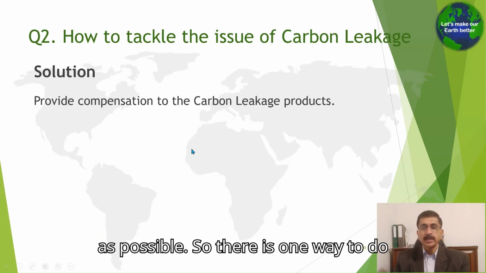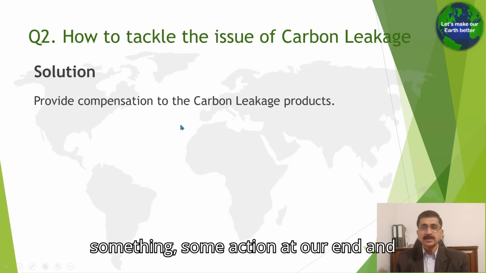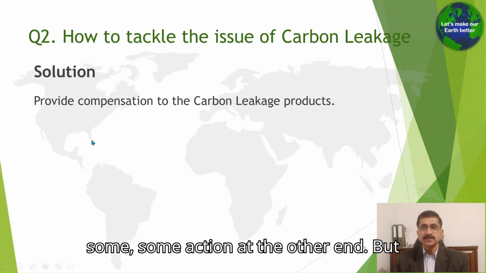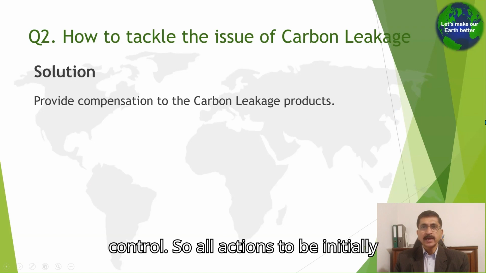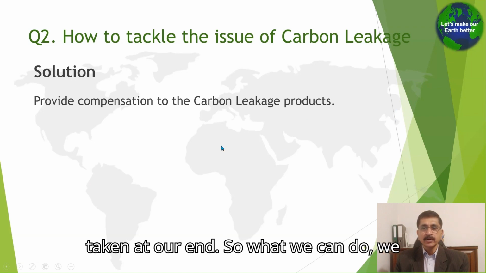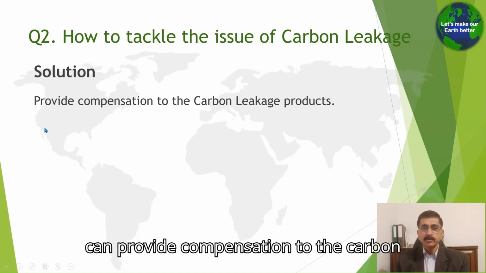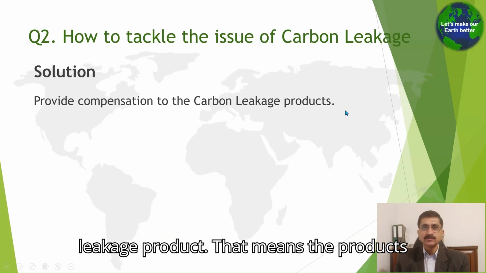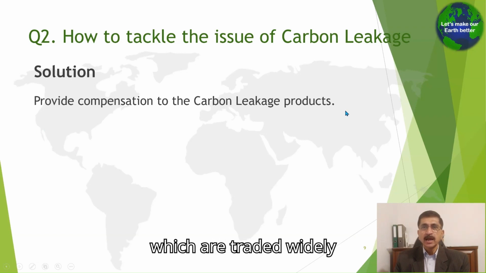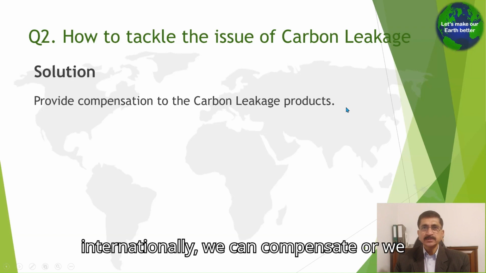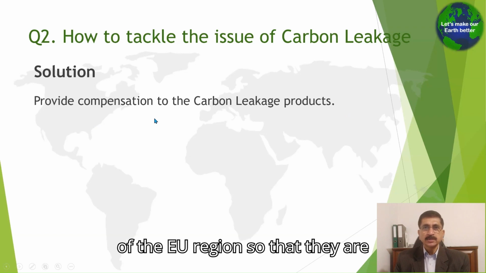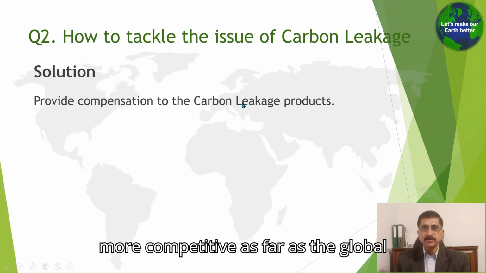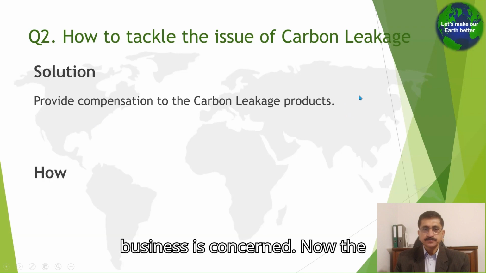So there is one way to do some action at our end and some action at the other end. But at the other end we have very little control, so all actions are to be initially taken at our end. So what we can do, we can provide compensation to the carbon leakage product. That means the products which are traded widely internationally, we can compensate or we can reduce the carbon tax to the producer of the EU region, so that they are more competitive as far as the global business is concerned.